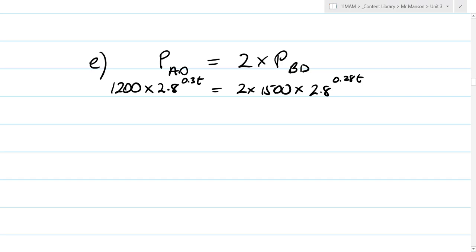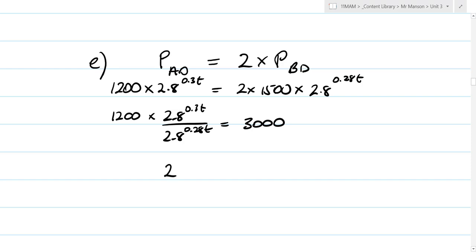And I'm about to run out of time, so I'm going to do this. 1200, actually I'm going to do it the other way around. 1200 times 2.8 to the power 0.3t over 2.8 to the power 0.28t is equal to 3,000. And Alzani, I'm going to need your help here again. Because they're the same base, I subtract the powers when I divide. So I get 2.8 to the power 0.02t is equal to 3,000 over 1,200. I know that 3,000 over 1,200 is 2.5.